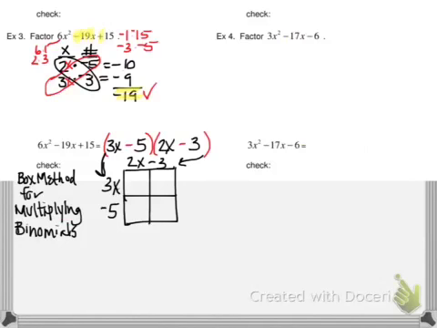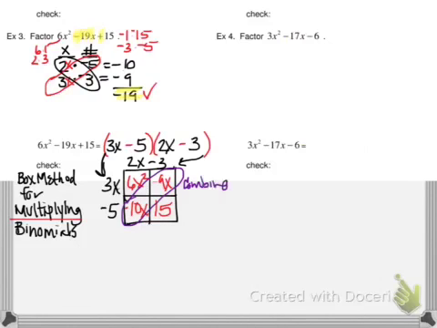So 2x multiplied with 3x gives me 6x squared. Then I'm going to multiply negative 3 times 3x, which gives me a negative 9x. Then I'm going to multiply 2x times negative 5, which gives me negative 10x. And then I'm going to multiply negative 3 times a negative 5, which gives me a positive 15. The last step is I've got to combine my like terms, which are going to be diagonal from each other.